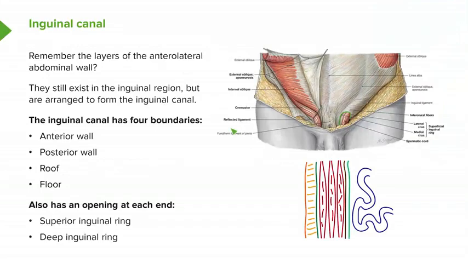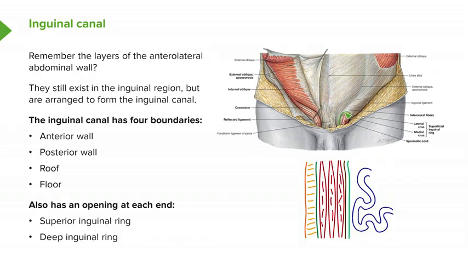We can see we've got the superficial inguinal ring down here. We also have a deep inguinal ring, and we'll explore that later on. These muscles which I spoke about previously still exist in this inguinal region, and they go on to form what's known as the inguinal canal. This is a canal that has 4 boundaries.